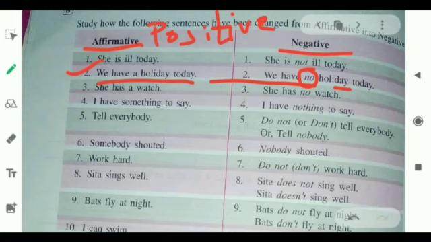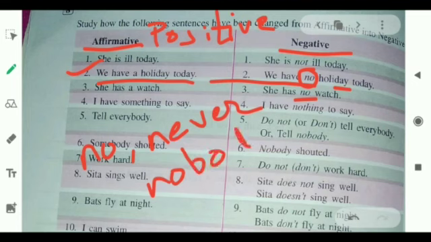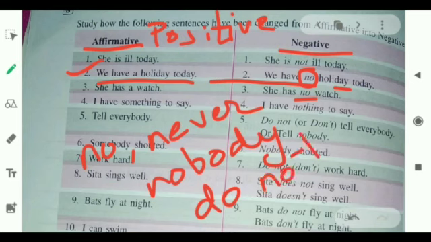Next, she has a watch. I have added a no over here. So students, you are noting that from conversion, the positive statements get changed to negative by adding words like no, never, nobody, do not, or you can say don't, right? Or I can say cannot, and words which contain no, not, never, such kind of words when added to a positive statement, they are converting the sentence into a negative one.